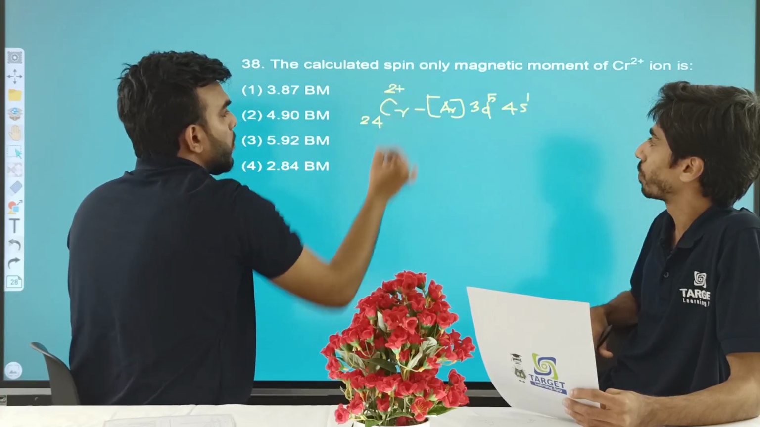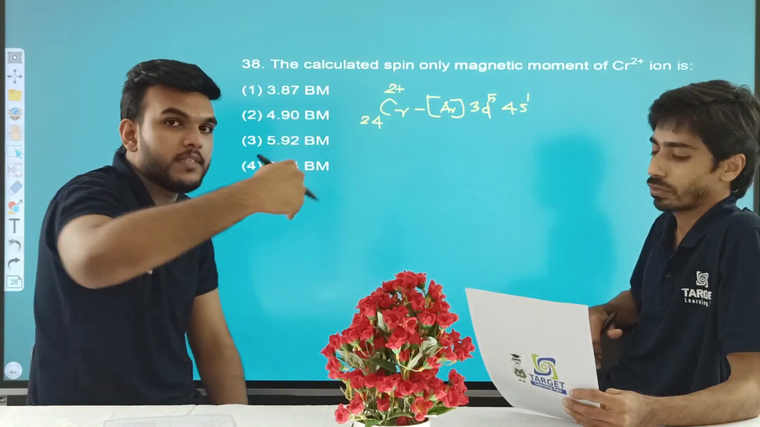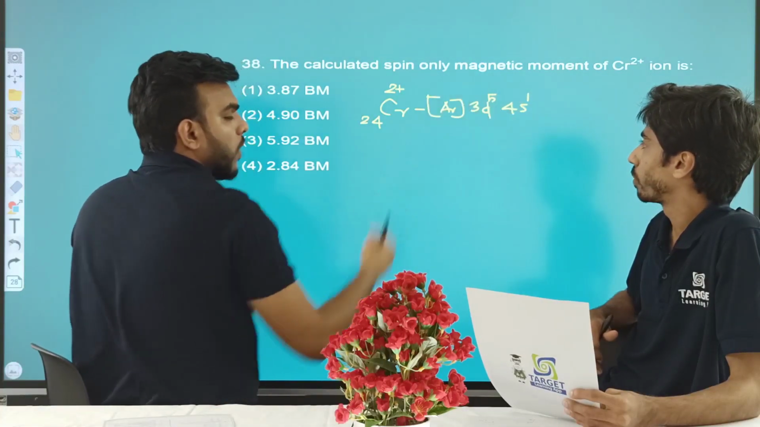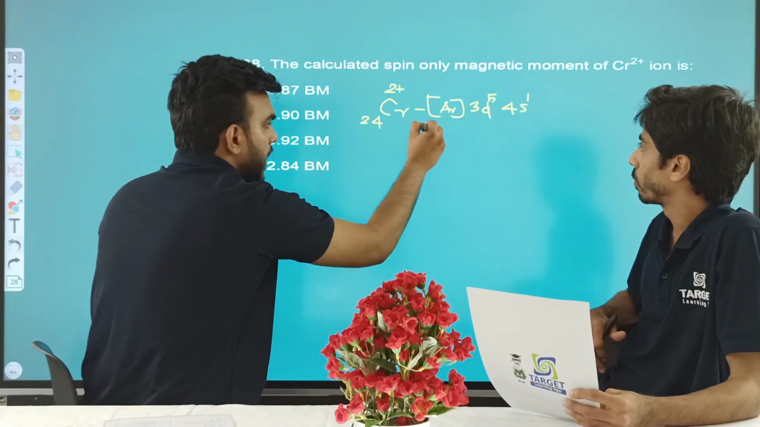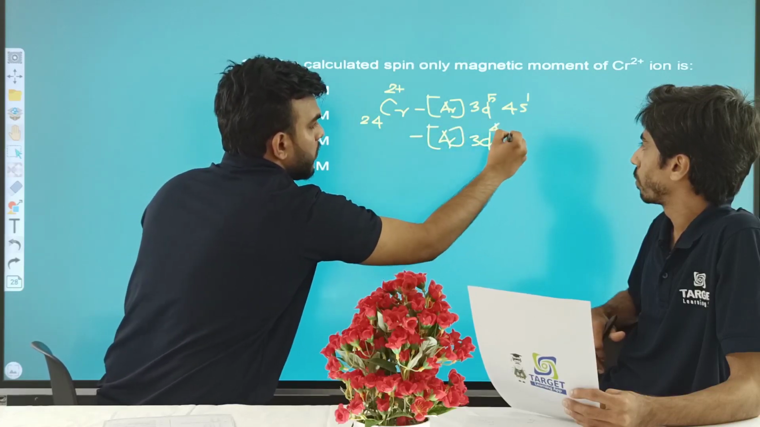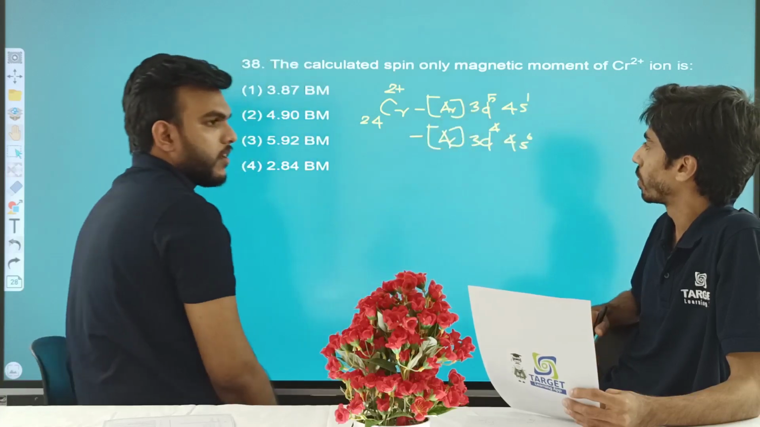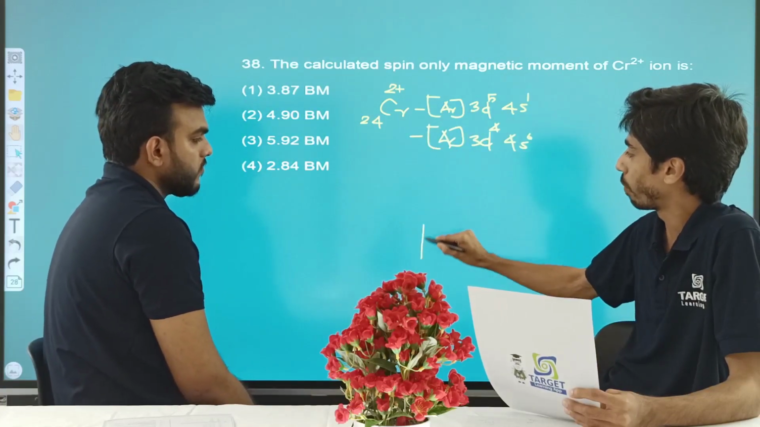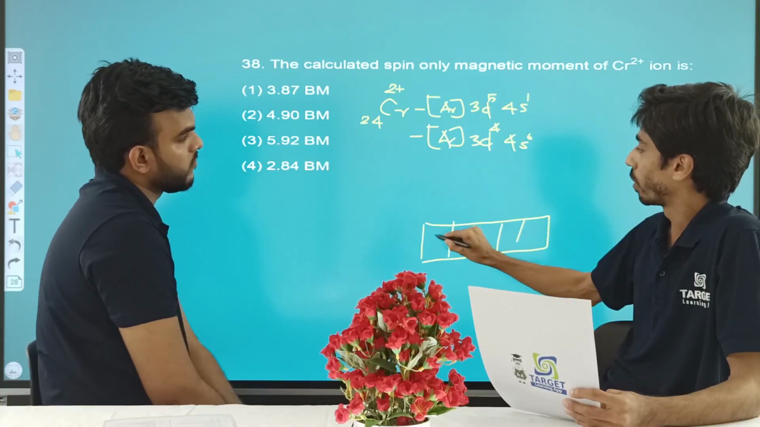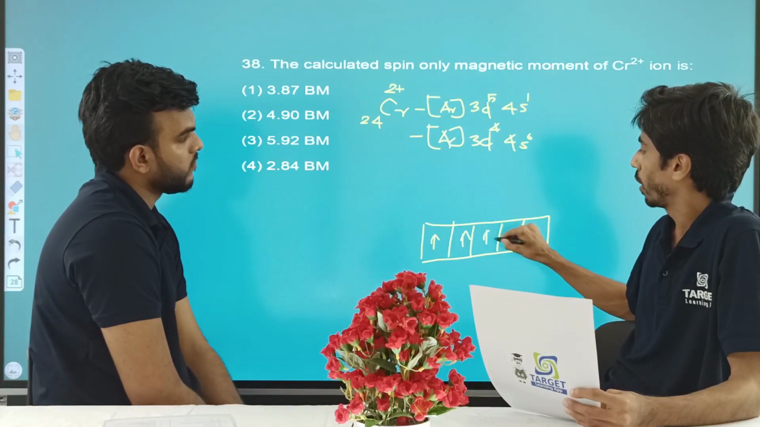Since 2+ is given, 2 electrons are gone: 1 electron from the 4s orbital and 1 electron from the 3d orbital. The answer will be argon 3d4 4s0. Now they need to calculate the number of unpaired electrons, for mu. So 3d4 has 1, 2, 3, 4 unpaired electrons.